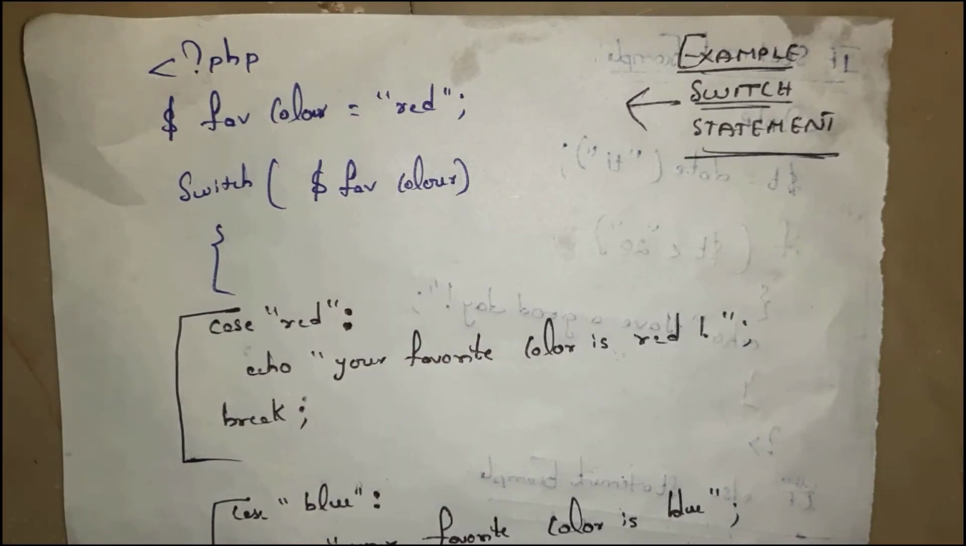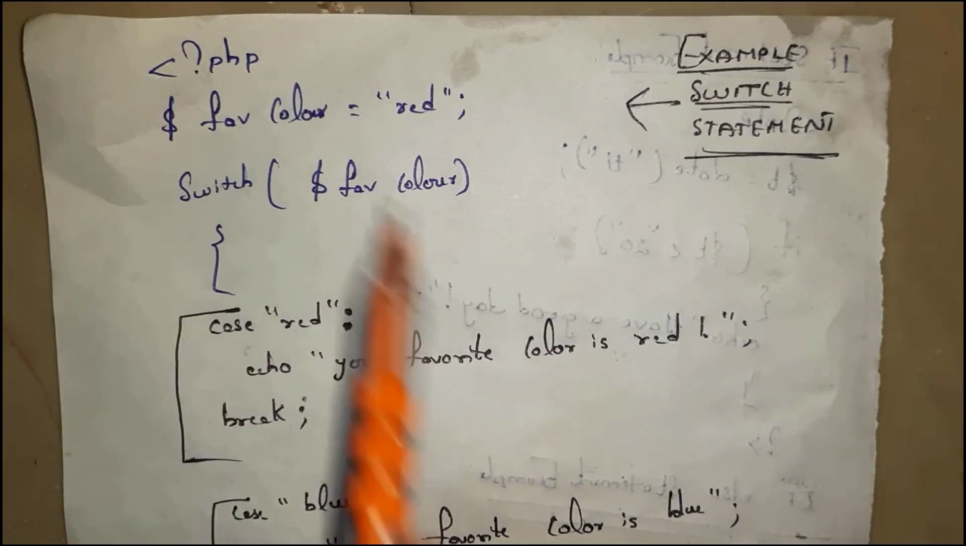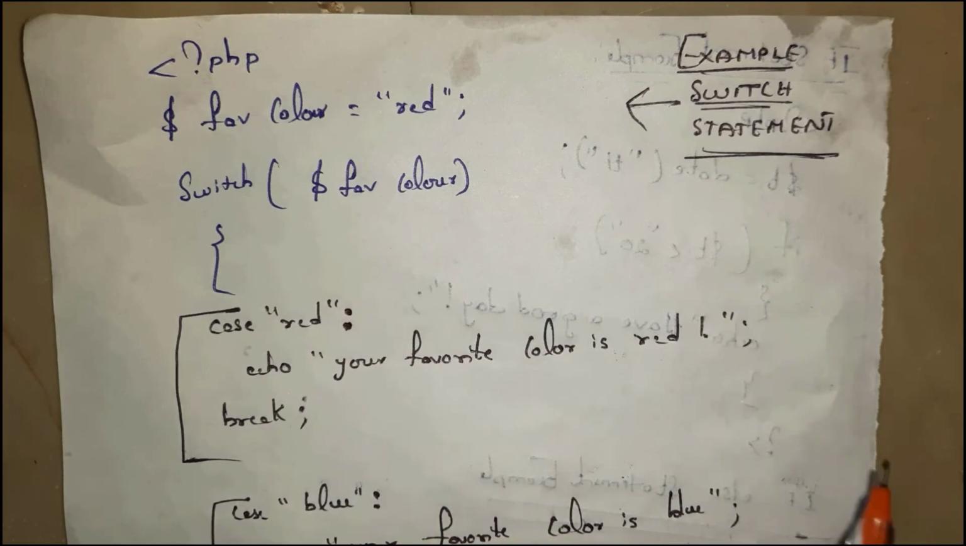See, I took $favoritecolor is equal to red. Switch statement condition is favoritecolor. See, in case 1, I took red color. Case is red. Echo, your favorite color is red. Break.